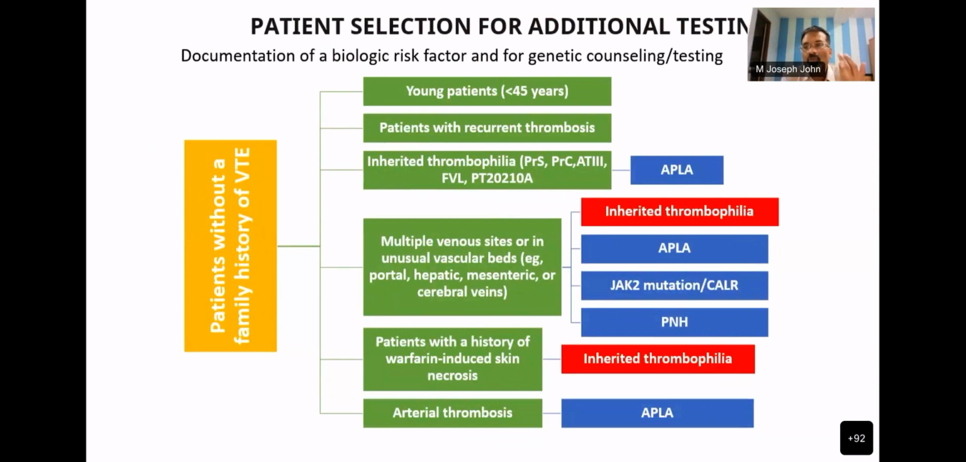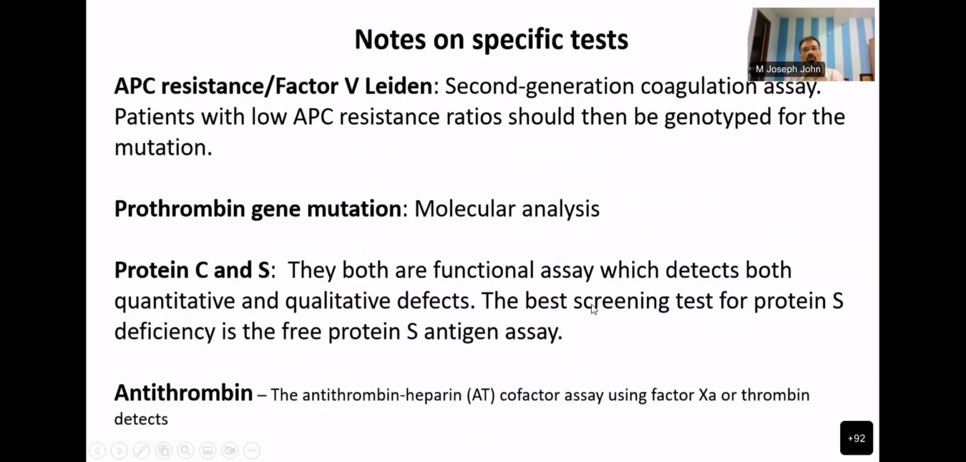So inherited thrombophilia, to do the protein C, protein S, antithrombin, the three deficiencies and the two mutations are only helpful in a handful of situations. For the rest of them, please look for JAK2, PNH and APLA. Now some notes on specific tests, that is the APC resistance of factor V.